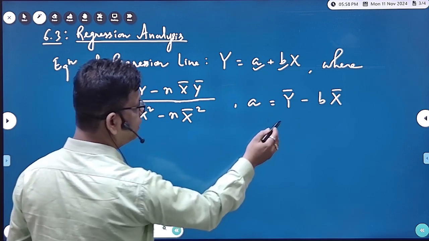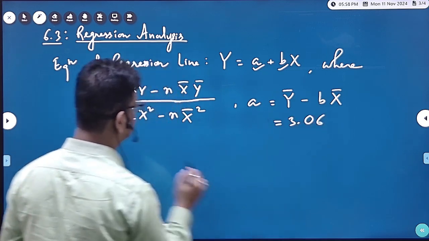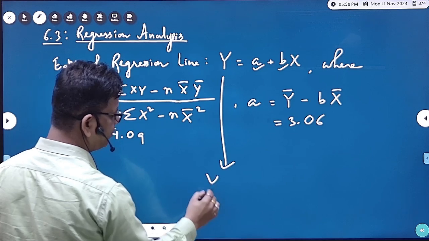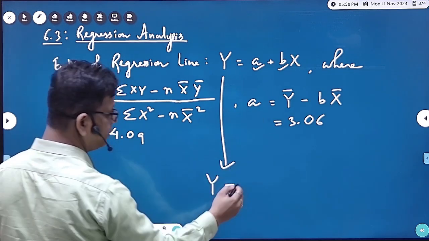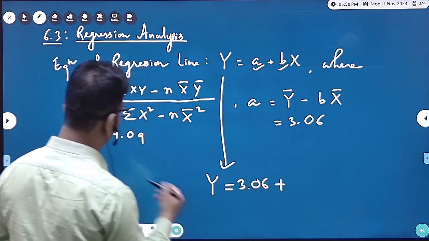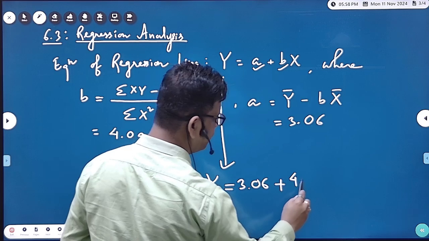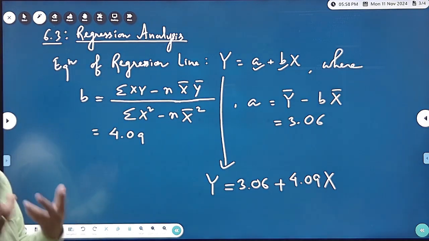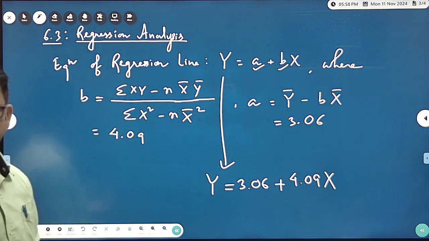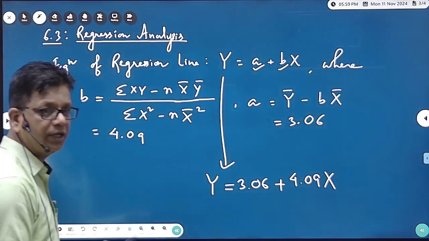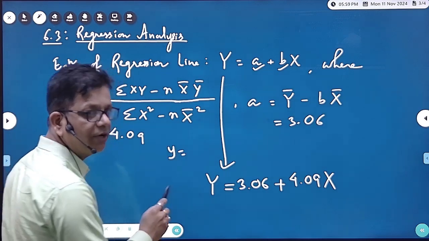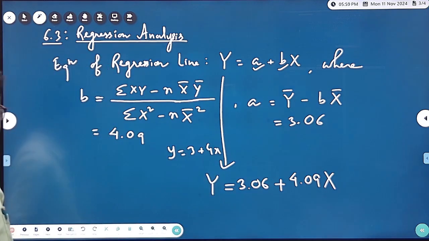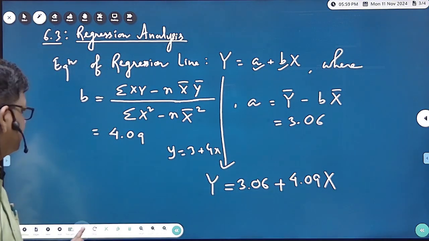Suppose for example a you got 3.06, b you got 4.09, then your regression line will be y equal to, we have to put a in this, 3 plus 4.09 y, sorry, 4.09 x. And x and y are always there in an equation, no? In an equation we always have x and y. We use this in school, we learned y is equal to, with small letters, yes or no? Y is equal to 3 plus 4x. But now we can also have capital letters. So that's why it is there in capital letters.